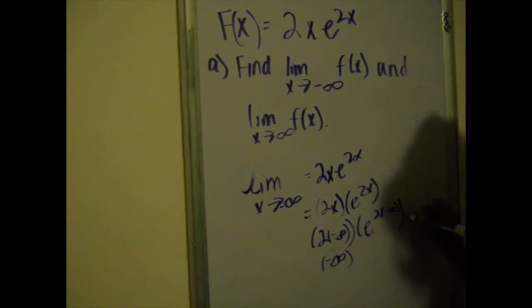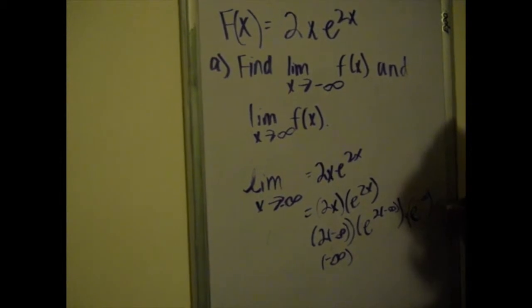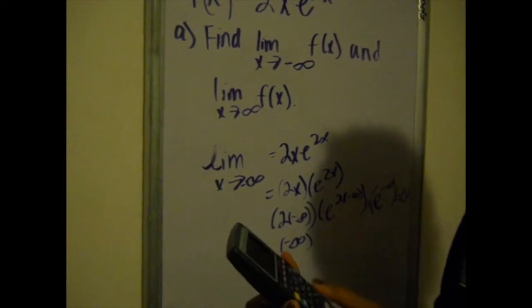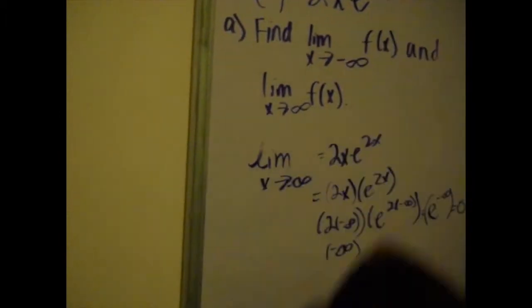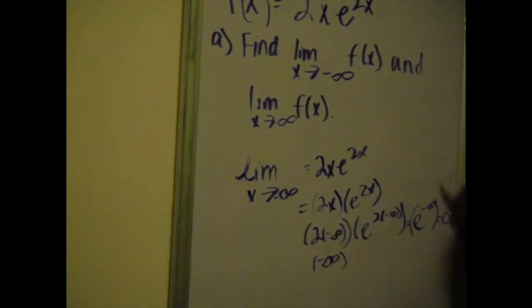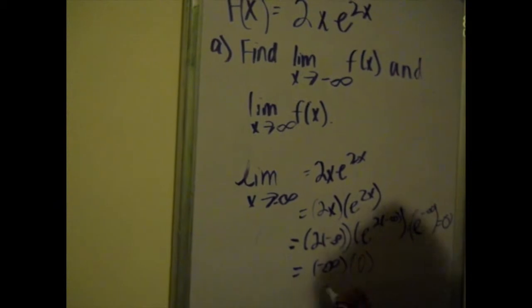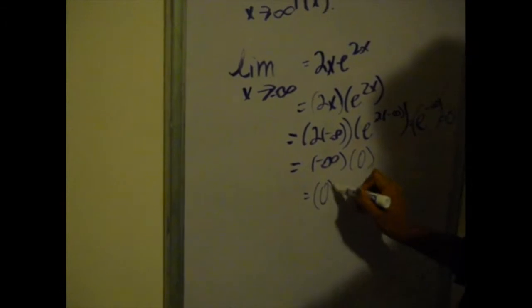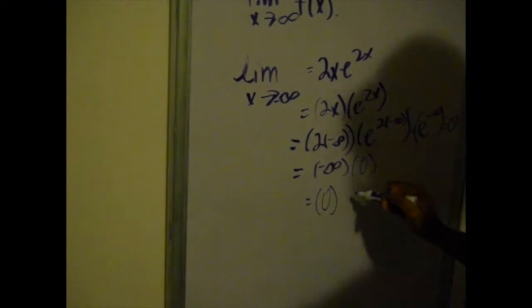And e to the negative infinity is 0, because on the graph... So, since we know that e to the negative infinity equals 0, you can bring it down and place your equal signs. And negative infinity times 0 equals 0. So, the limit as x approaches negative infinity is 0.